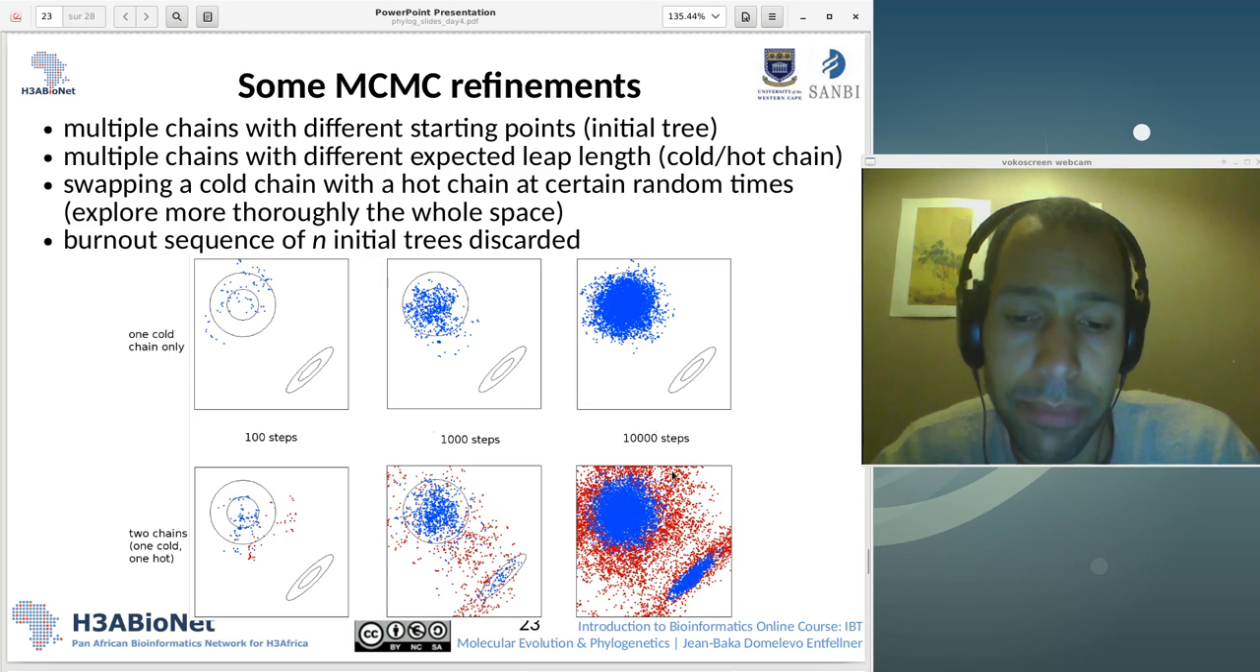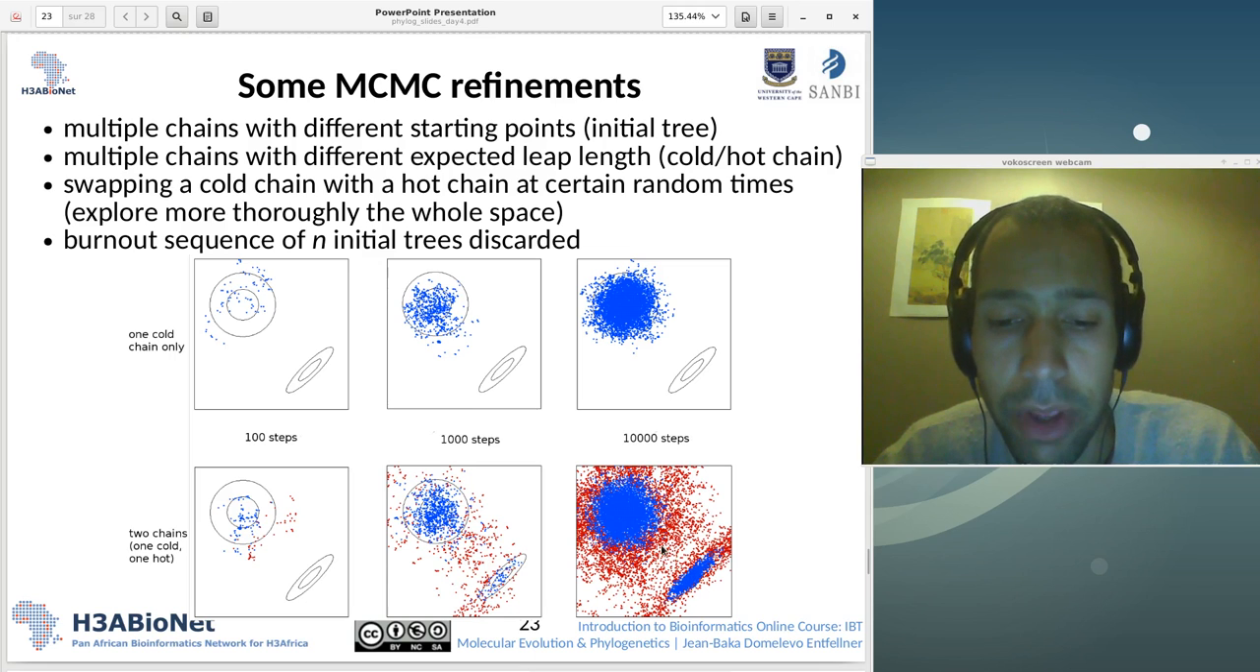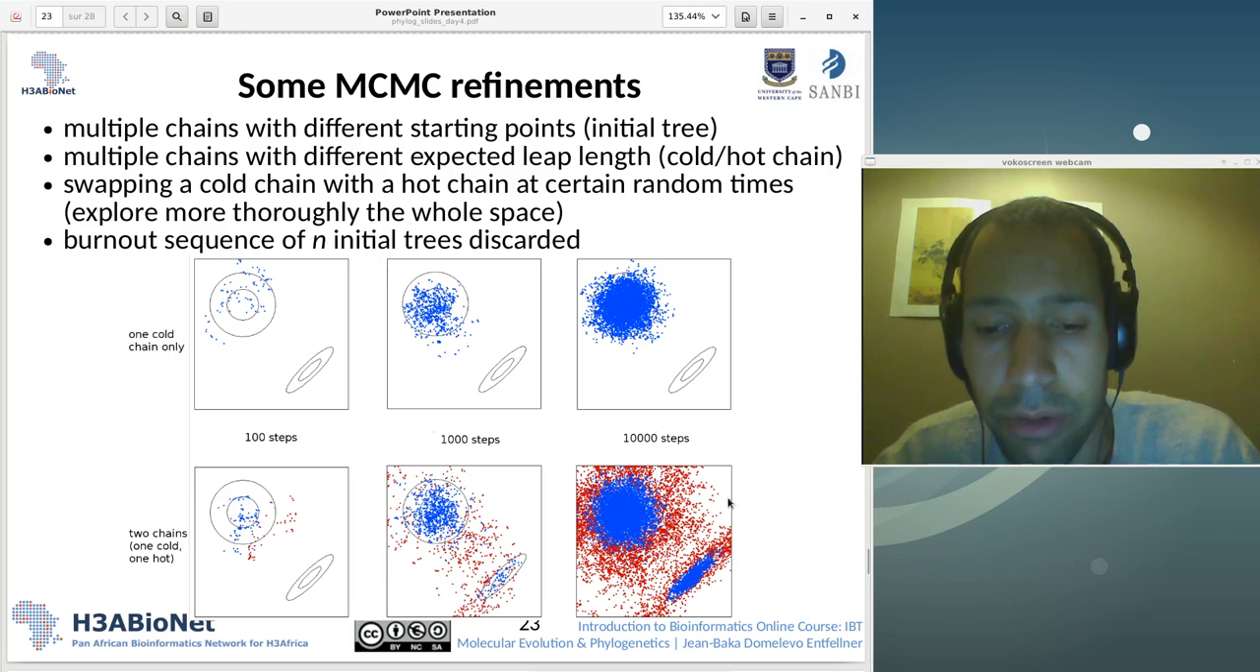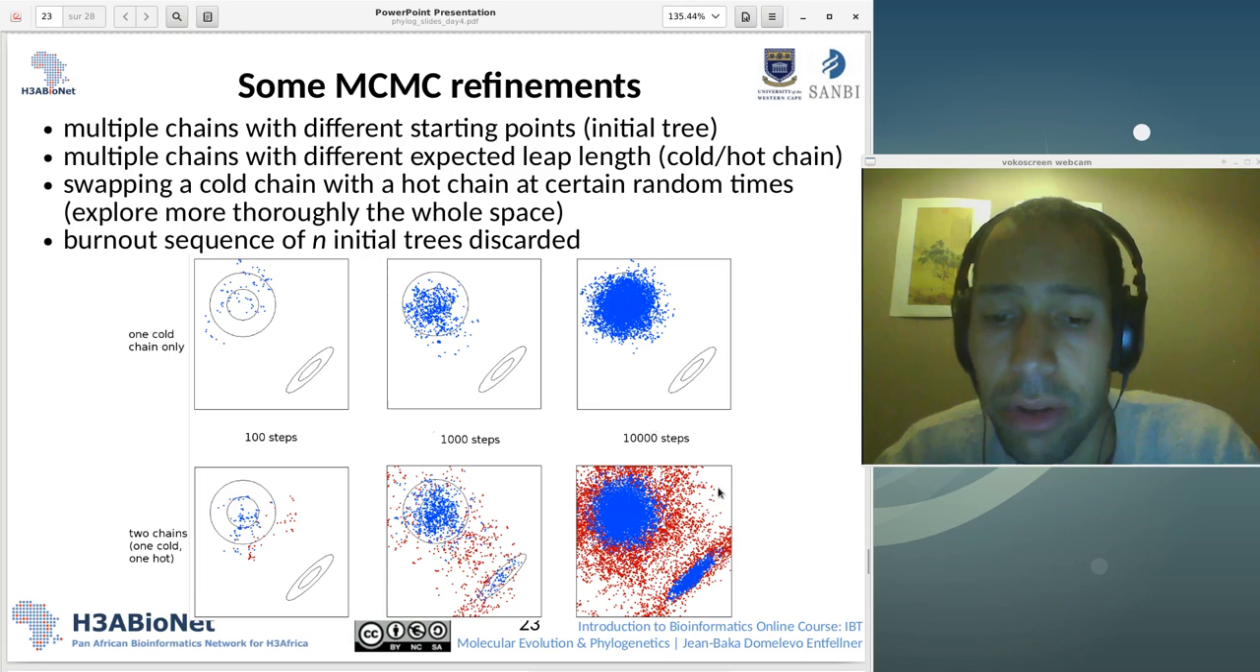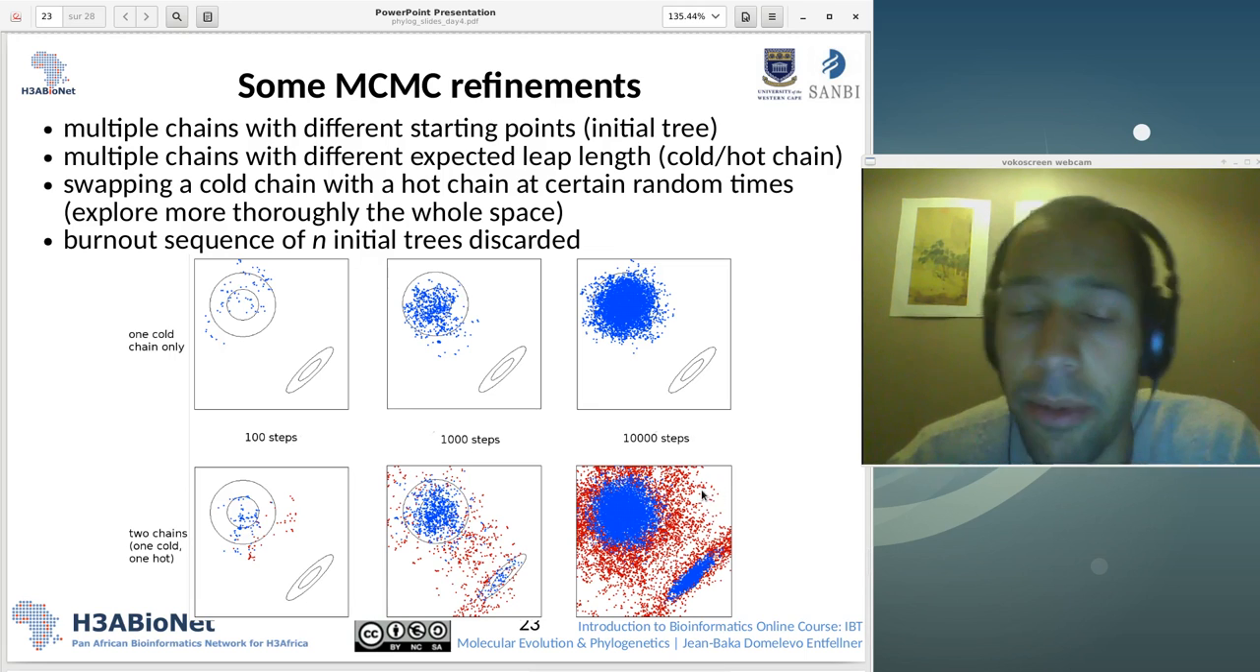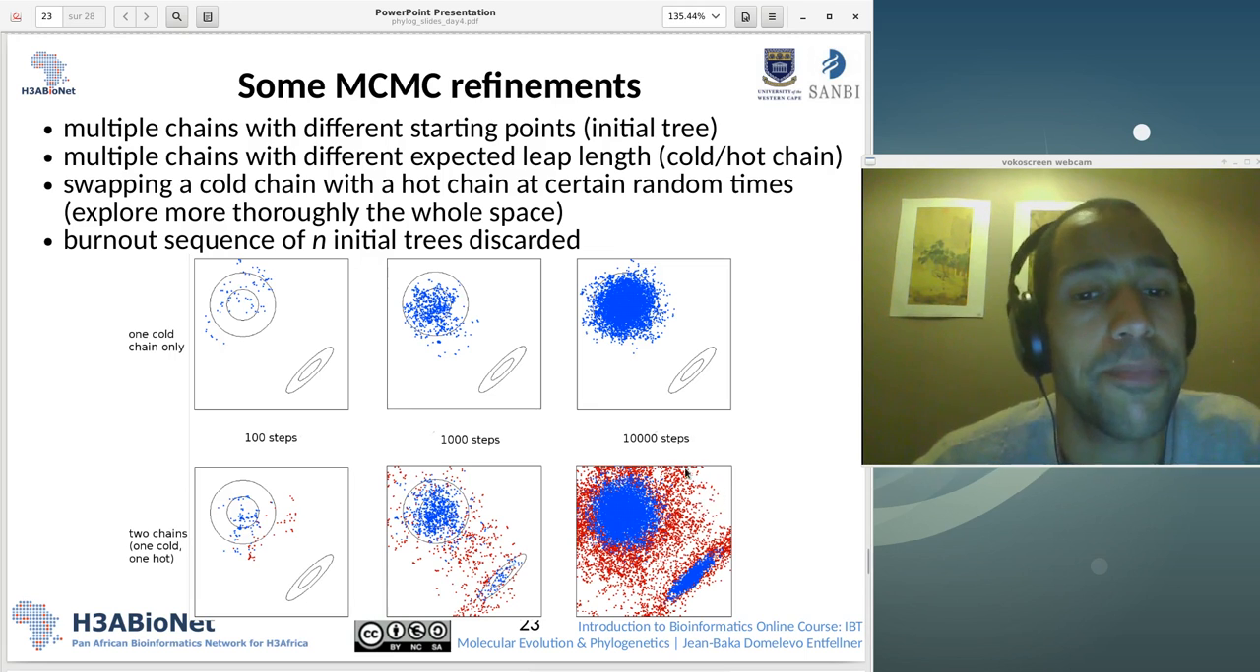And if you do this, you see that after letting the system explore for 10,000 steps, you have this map here, where you see that the cold chain has been used to explore locally, and it has explored the 2 tops, while the hot chain has been used to explore more aggressively, more randomly, points of the space that belong to the planes, right? So that's what we do.